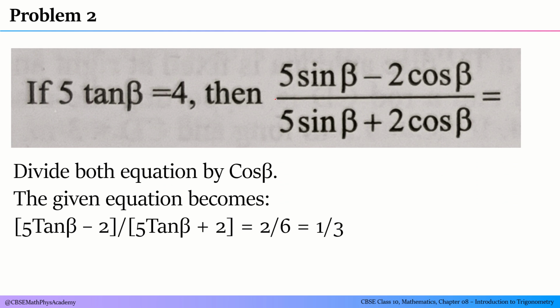You need to divide both the equations by cos beta. Then the given equation becomes (5 tan beta minus 2) by (5 tan beta plus 2). You have 5 tan beta is equal to 4. Straight away you can substitute that 4 here. Instead of again dividing, tan beta is equal to 4 by 5, you substitute this 5 tan beta as a whole here, 4. And the answer is 2 by 6, which is equal to 1 by 3. You need to simplify. You cannot leave it as 2 by 6. You need to simplify to 1 by 3.